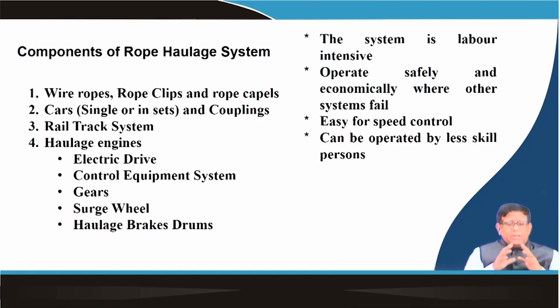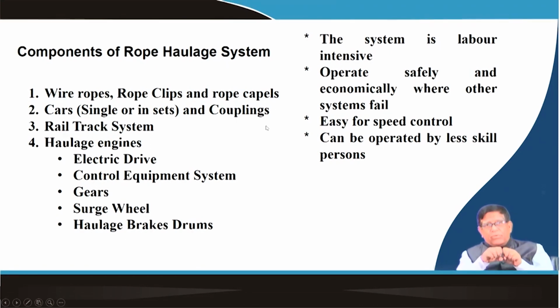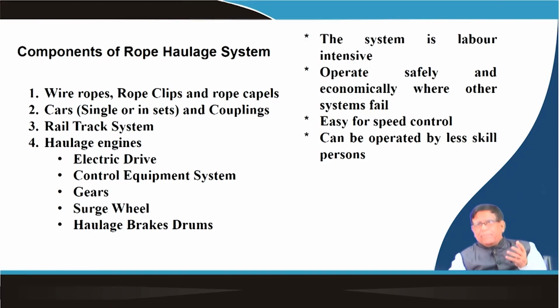The components of the rope haulage, as I have already told you, are wire ropes, rope clips, rope capel. Rope capel means how the rope will be terminated, how in the drum that rope will have to be fixed, and how you are anchoring the rope within the drum by using a rope capel called short capel and all. That is a different topic, maybe in the winding sections we may discuss it.